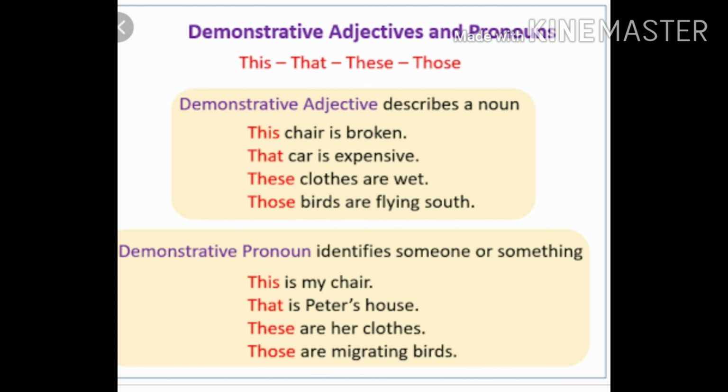Demonstrative pronouns identify something or someone. This is my chair. That is Peter's house. These are her clothes. Those are migrating birds. We can easily identify demonstrative adjectives and pronouns. If there is a verb after this, that, these, those, then it is a demonstrative pronoun. If we are using any noun after this, that, these, those, then it is a demonstrative adjective.